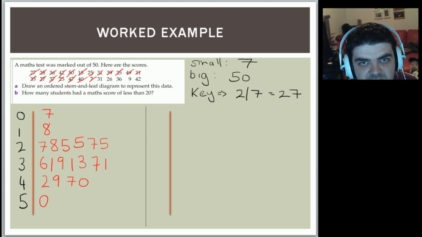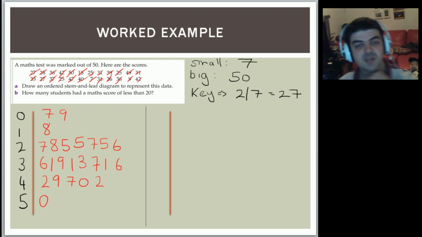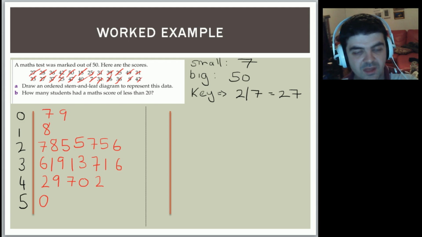31's like that, etc. Oops. Just like that. And I'll stroke the rest out. Now I went a wee bit quicker because I'm using this tablet pen. But that is our stem and leaf diagram.